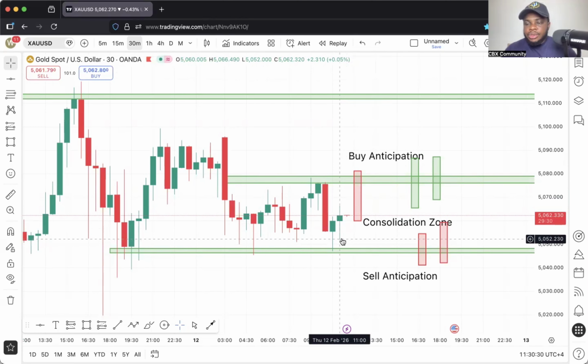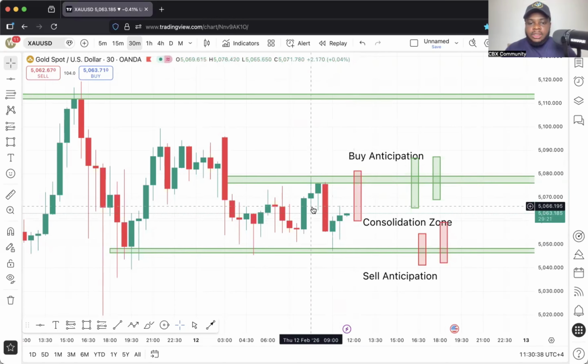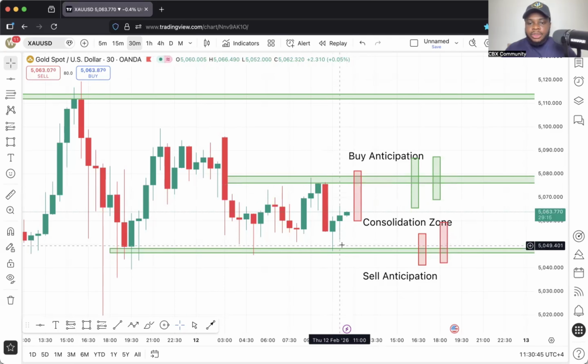So all we need to do is just be patient. We don't need to do anything since the candle closed within this consolidation zone. So that means the market structure is still within this consolidation zone until we're able to see a break of our resistance or a break of our support, before we'll be able to anticipate what we want the market to give to us.